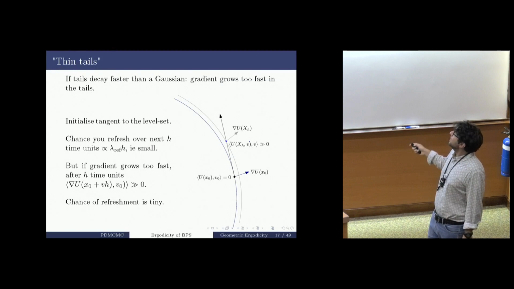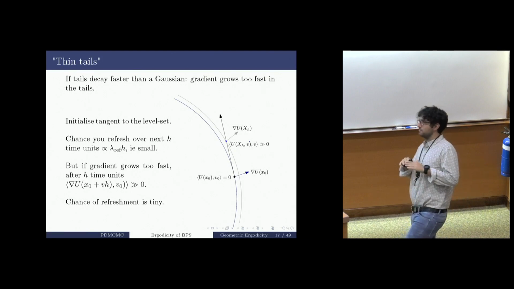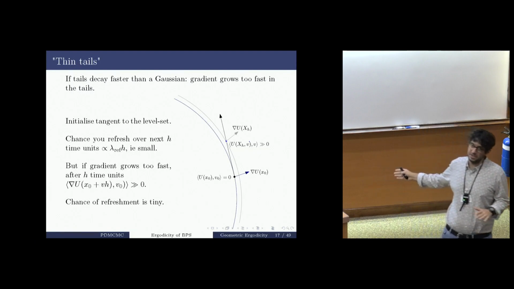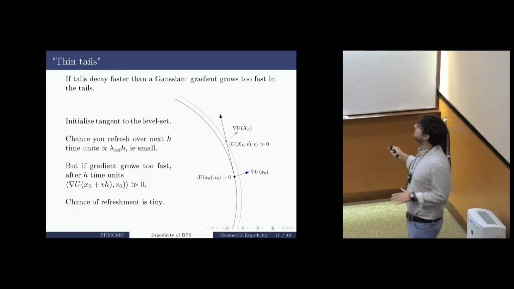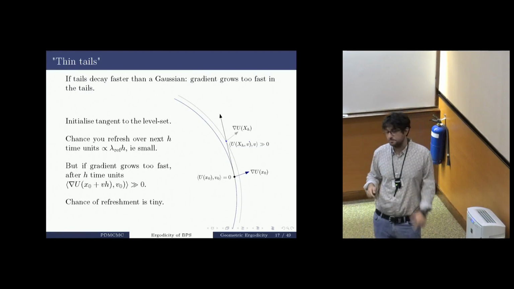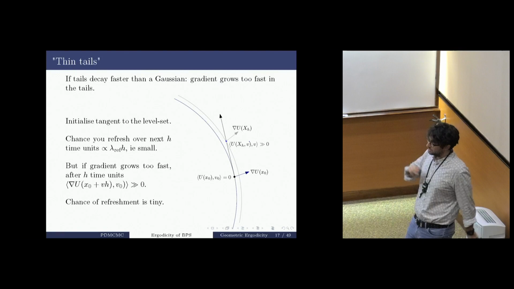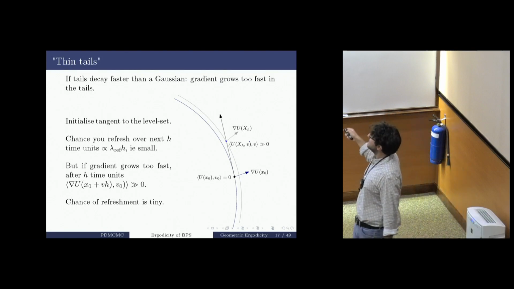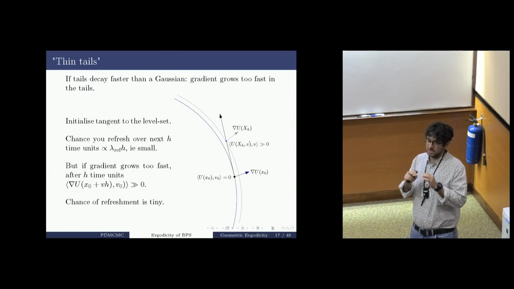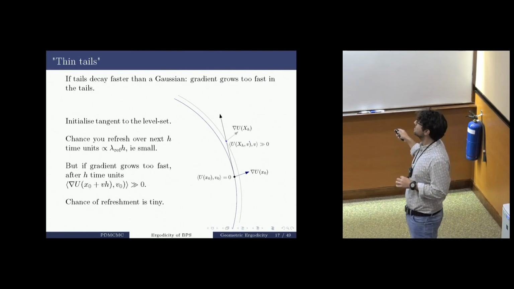Okay, so if you have thin tails, so if your tails decay faster than a Gaussian, then you have very strong potential out in the tails, so that will essentially drive the events. Now, again, this is not a necessary condition, but it's sufficient for geometric ergodicity. But again, some intuition about this may actually be important: if your tails grow very fast and you start tangent to your contour, now you have refreshment rates. So technically you shouldn't have the problem with irreducibility, because there's a positive chance of refreshing.